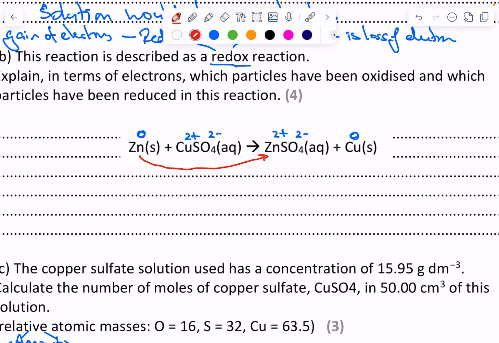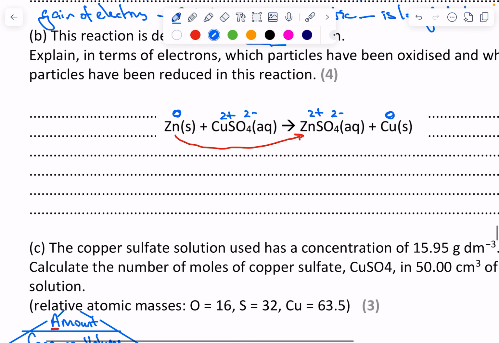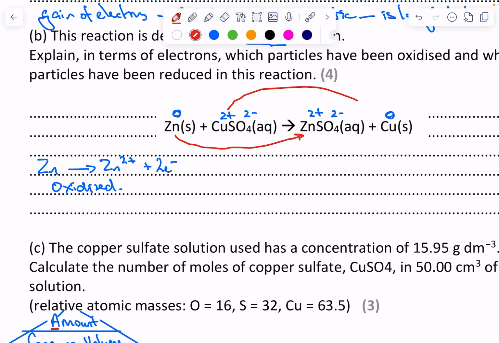So how do you become positive? You become positive by losing electrons. So your zinc has formed Zn2 plus, and it's done that by losing electrons. So therefore, you say the zinc has been oxidized. If we go back to the copper, copper's gone from 2 plus to copper with no charge.